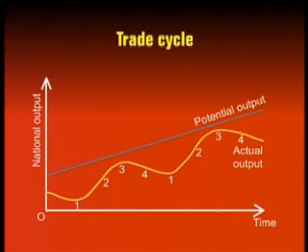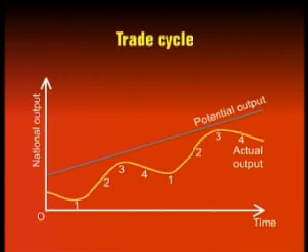There is no compulsion for the line to be a straight line. It could be a curve which is concave or convex. But anyway, the important thing to note is that the potential GDP or the potential output provides a ceiling for actual output fluctuations.